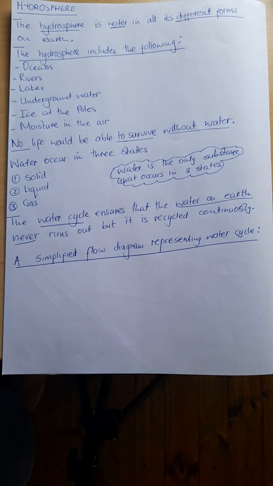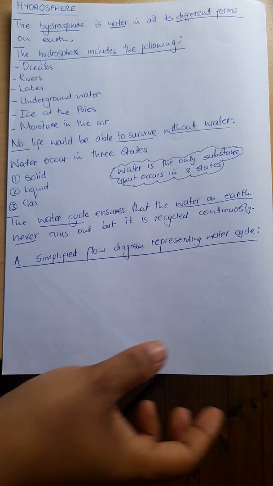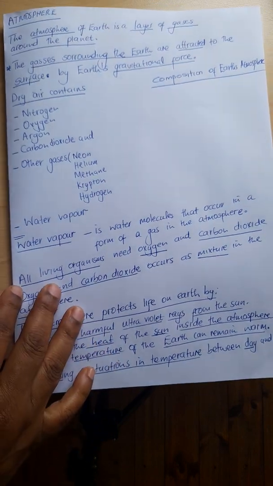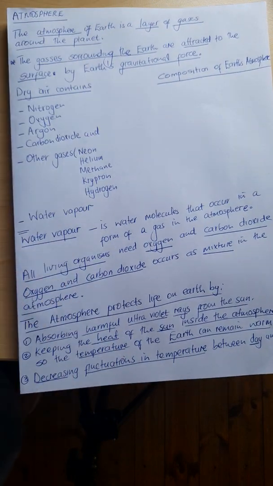Okay, so the next one that we will cover, we have covered the 3 spheres, and we said there are 4 spheres of the earth. Remember, on the hydrosphere, I need you to know that water cycle, to show that water never runs out, but it is recycled. I will tell you the page when I complete with the atmosphere.